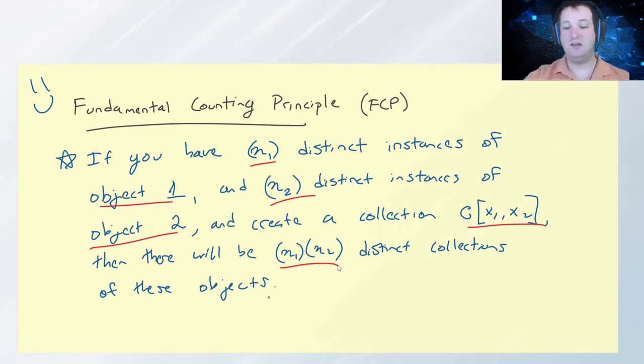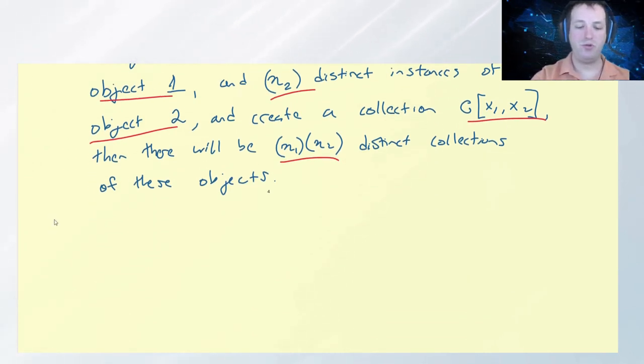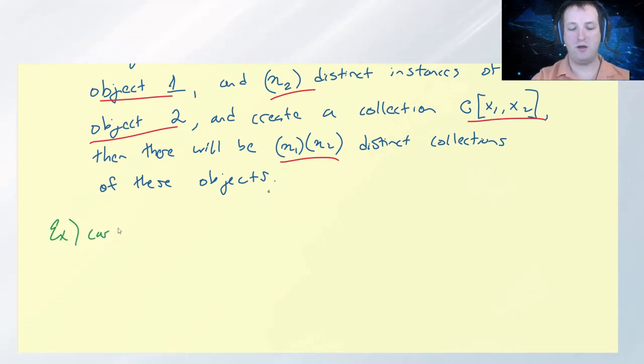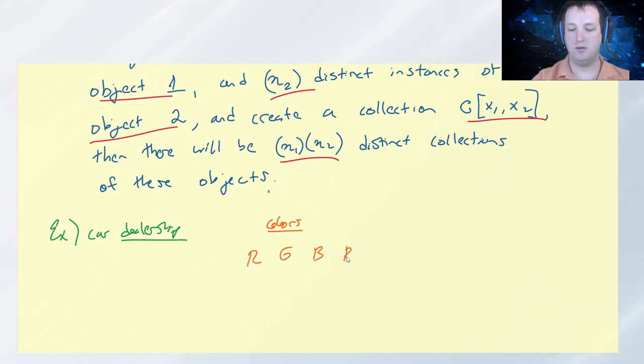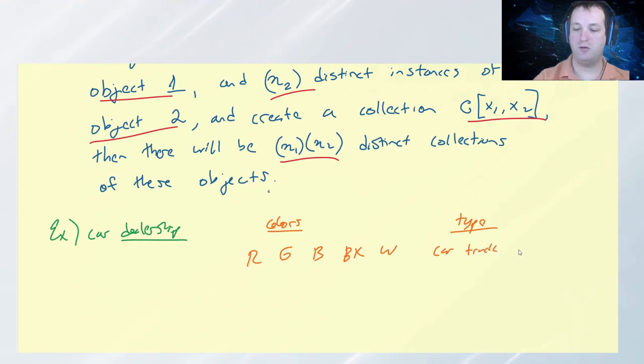So let's get an idea of exactly what this FCP actually says with an example. Let us assume you go to a car dealership, and there's different kinds of cars, right? So the colors, for example, are red, green, blue, and black, and maybe white. So 5 different colors. And you can also get the type of car. For example, you can get a car, a truck, an SUV, or something like that.